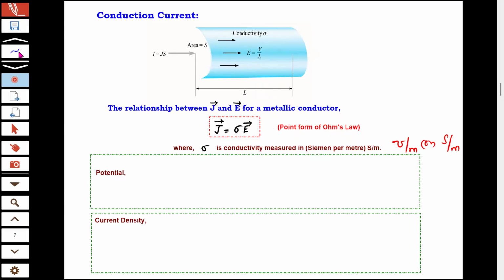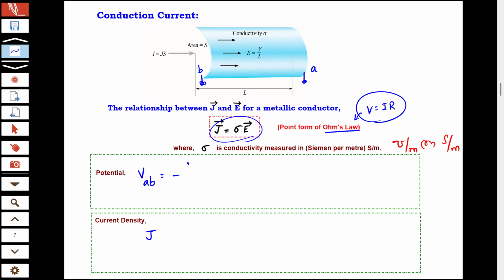So we will be discussing how to relate this to the actual Ohm's law. We know Ohm's law is V equals IR. We are going to get this relation from this point form or microscopic form of Ohm's law. So we have to write the expression for potential and current density. From that, we will be writing the relation between potential and current. So the potential difference between 2 points. Suppose this is the point B and this is the point A. So the potential difference between these 2 points can be given as VAB.